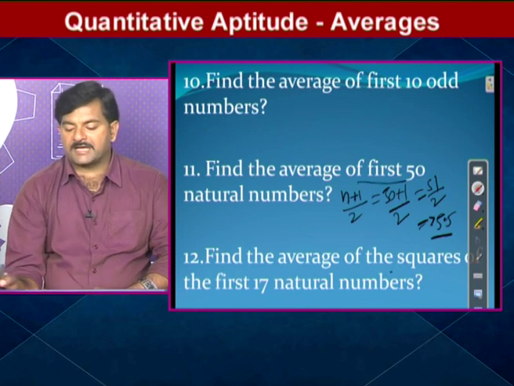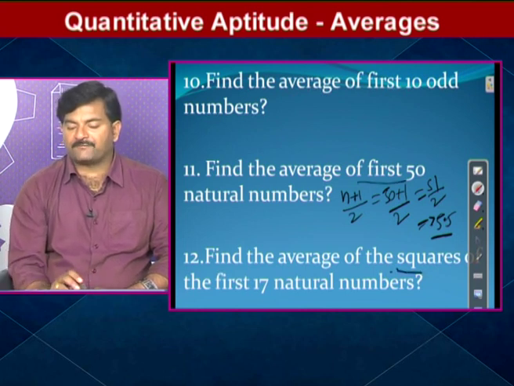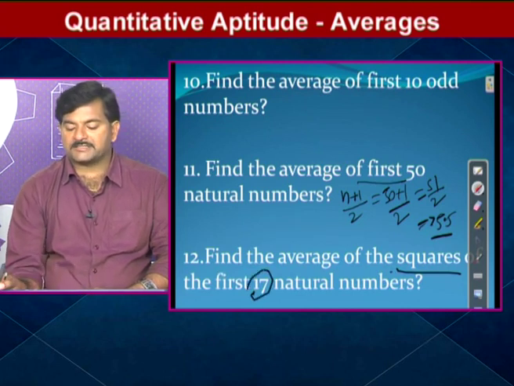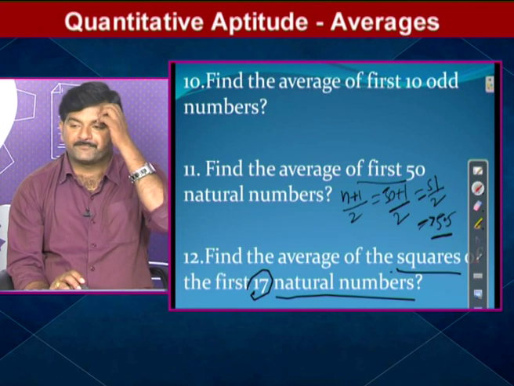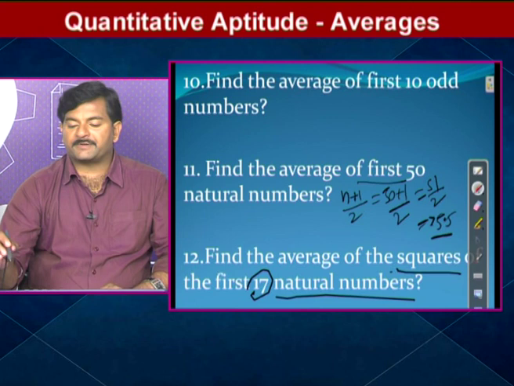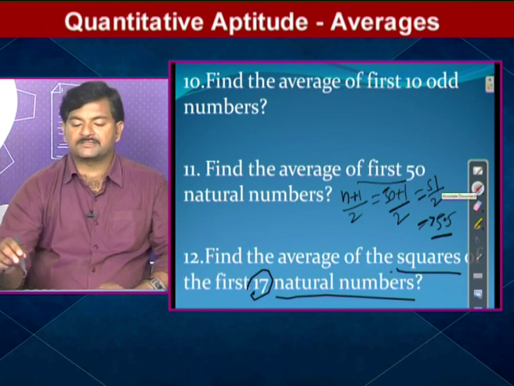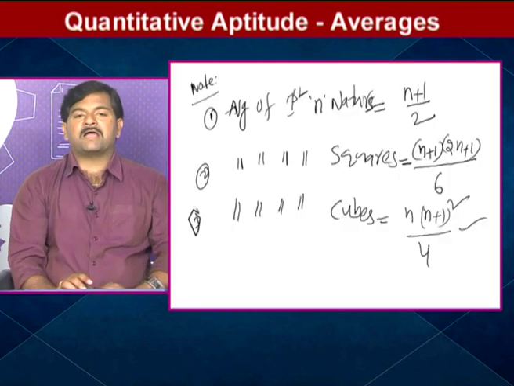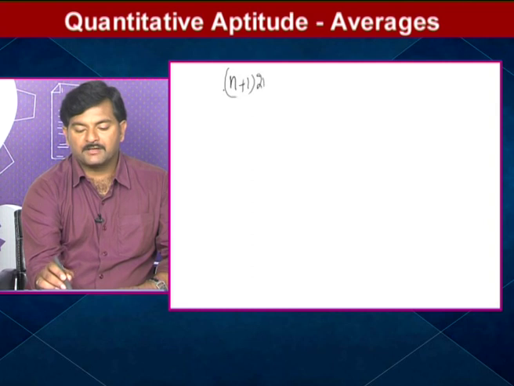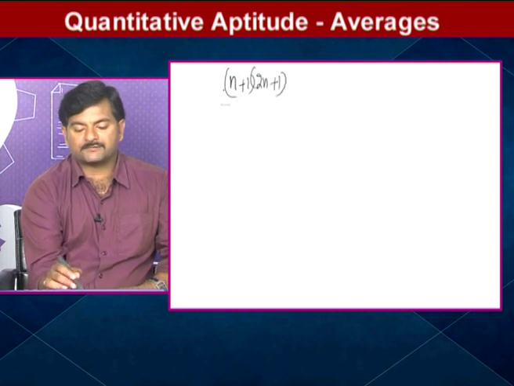Now find the average of the squares of the first 17 natural numbers. We have a separate formula to find the average of this. Since it is squares, the formula is n plus 1 into 2n plus 1 by 6.